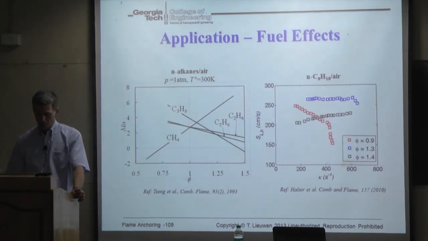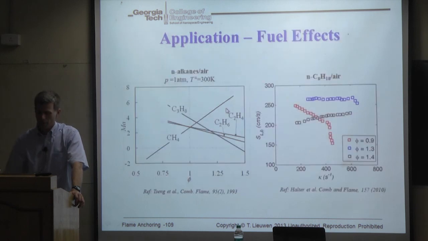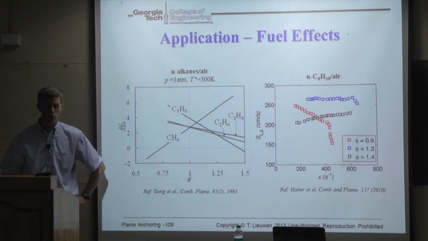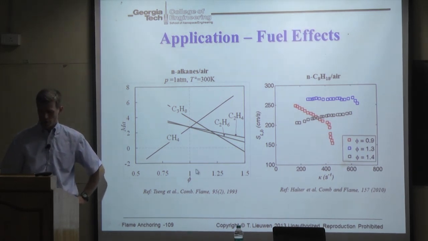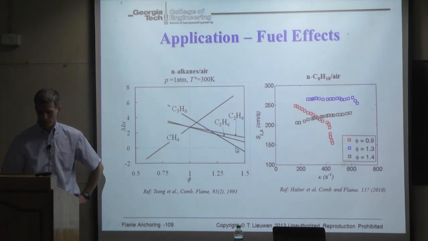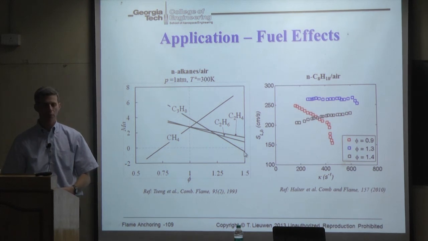Here's another example. Remember, the slope of this line is the negative of the Markstein number, right? So now if you actually extract that, I have a plot here for a bunch of normal alkanes. Now I'm plotting the actual Markstein number as a function of phi. And as we showed here, you can see that the Markstein number of propane is positive when you're below about 1.4, and it flips to being negative when you're above 1.4.